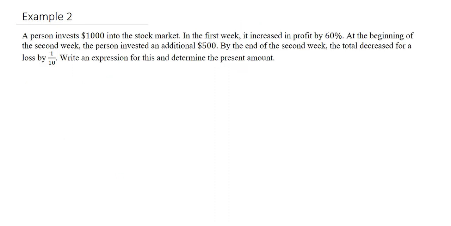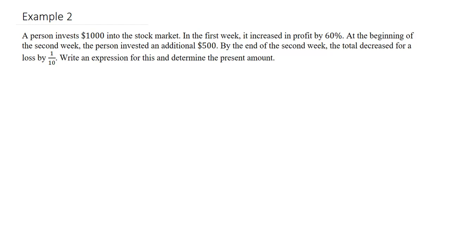Example 2. A person invests $1,000 into the stock market. In the first week, it increased in profit by 60%. At the beginning of the second week, the person invested an additional $500. And by the end of the second week, the total decreased for a loss by 1/10. Write an expression for this and determine the present amount.